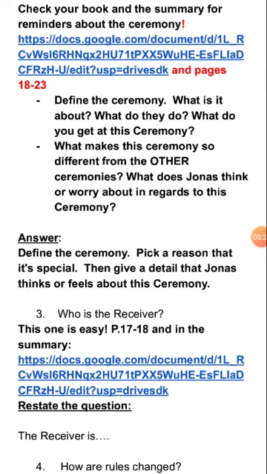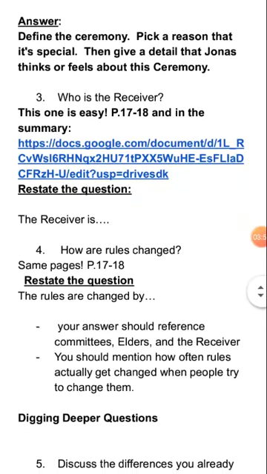In your answer, make sure you define the ceremony. What is it about? What do they do? What do you get at this ceremony? What makes this ceremony so different from the other ceremonies? What does Jonas think or worry about in regards to this ceremony? So in your answer, define the ceremony, pick a reason that it's special, and then give a detail that Jonas thinks or feels about this ceremony. Make sure you write in complete sentence, capitalize your first letter, and use punctuation.